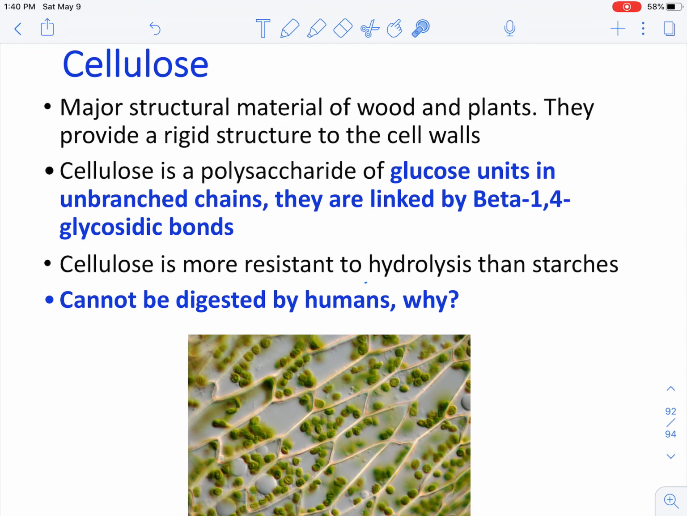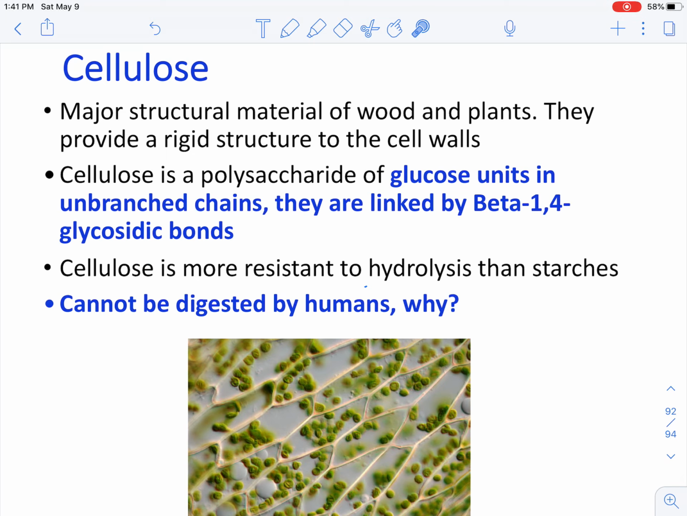I forgot to talk about cellulose in the previous lecture video, and so I'm just going to go ahead and talk about it here. So cellulose is our last polysaccharide. This specific polysaccharide has a structural role in plants. Cellulose is typically found in the cell walls of plants, and these cell walls provide the structure that plants need, kind of like a backbone to a human.